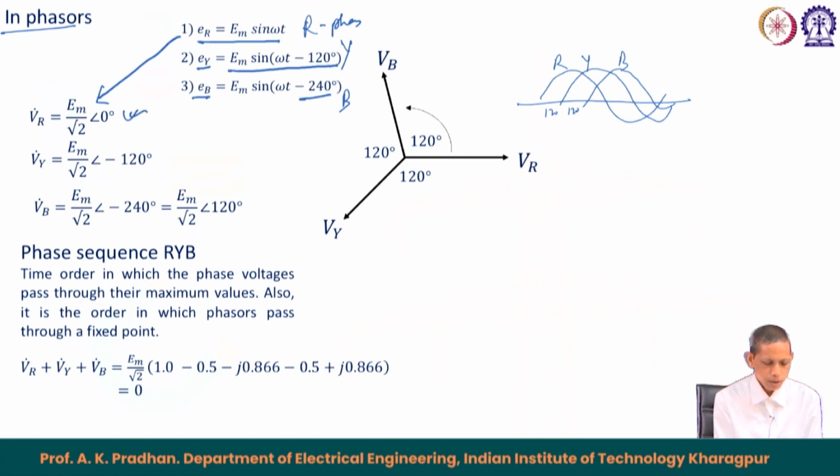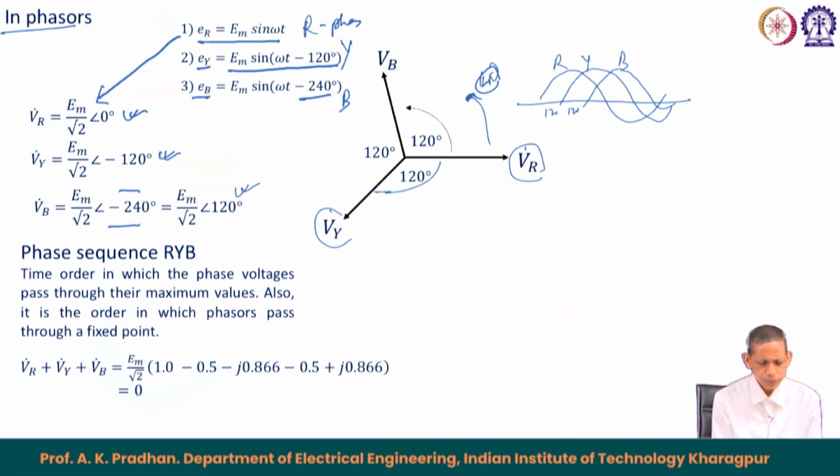So, this will be E m by root 2 at minus 120 degree, that is the Y phase, and the B phase will be E m by root 2 at minus 240 degree, or it can be represented as E m by root 2 at 120 degree also. How? If this is the V r phasor, and this is the V y phasor, this is your minus 120 degree. So, this is lagging; these are anticlockwise rotating phasors with a speed of omega.